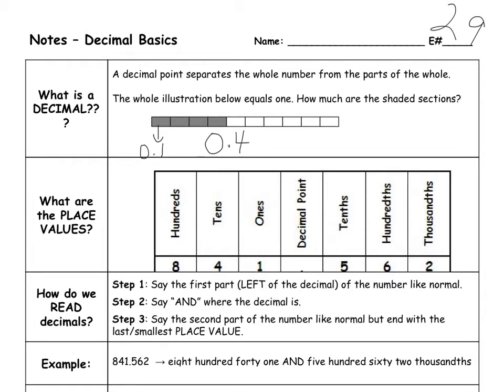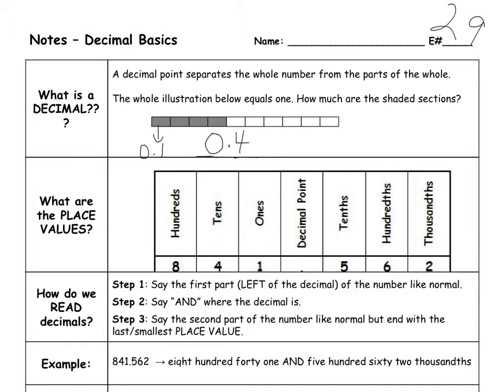Okay? So the decimal is going to separate the whole number and the decimal. So the 4 is in the decimal place, and the 0 is the whole. So there's no whole number, but it's 4/10 of a whole. 4/10 of a whole. Okay?